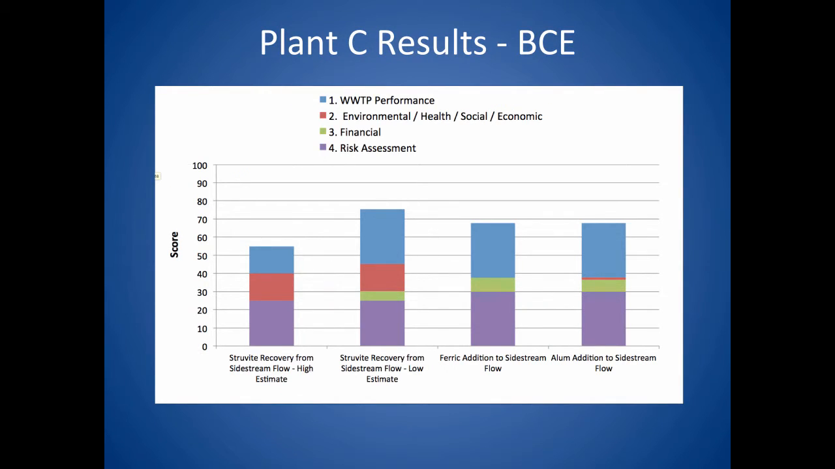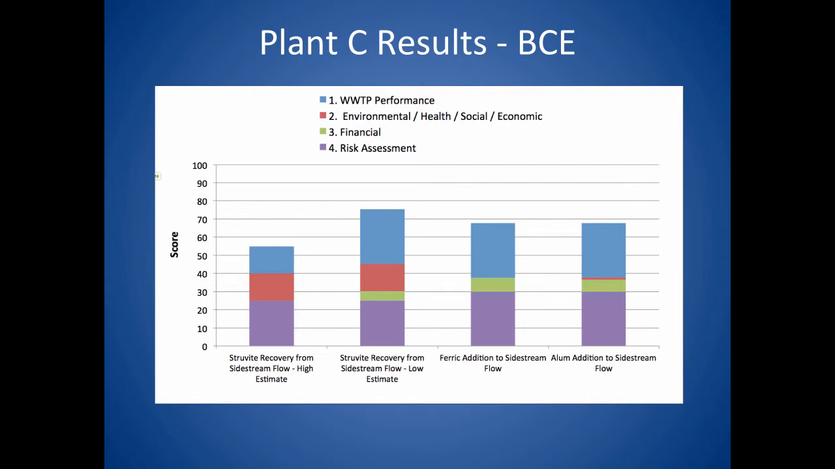This last chart shows how the total scores of the alternatives for Plant C compare to one another based upon the breakdown of the BCE criteria into 4 major areas: wastewater treatment plant performance, environmental, health, social, economic, financial, and risk assessment. The struvite recovery options have significant environmental, health, social, and economic benefits over the ferric chloride or alum feed systems.